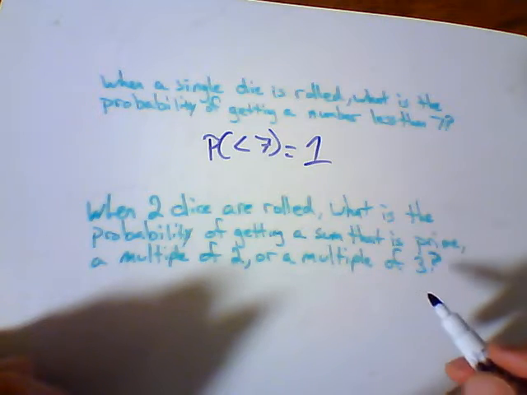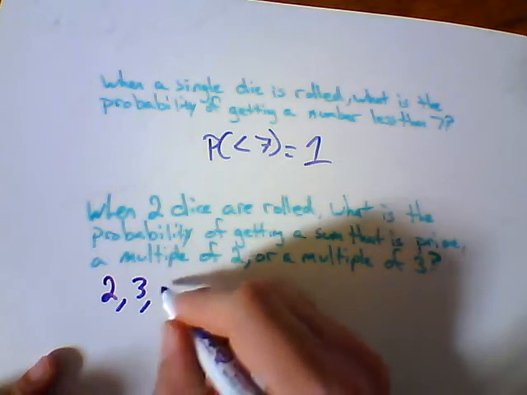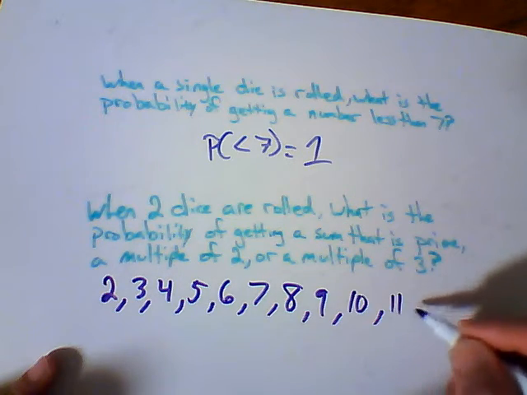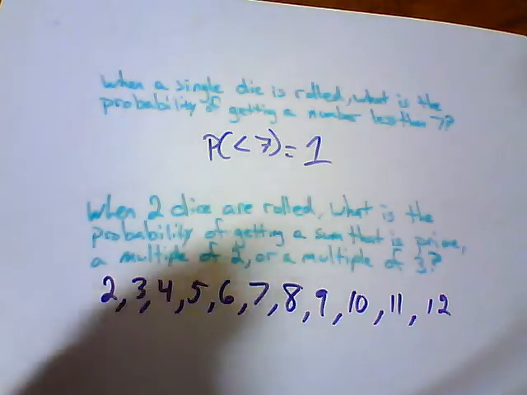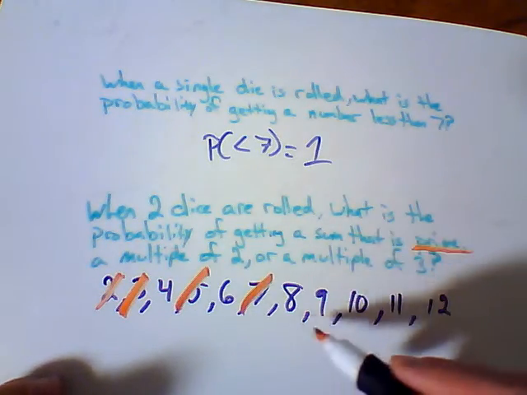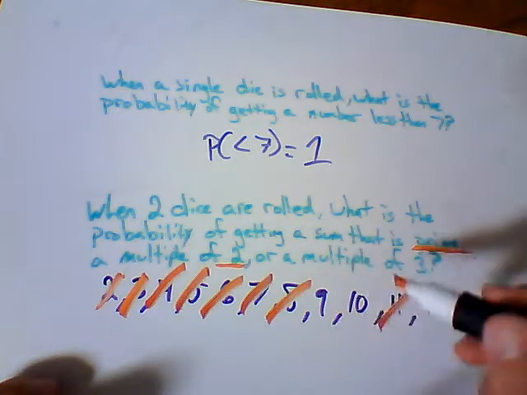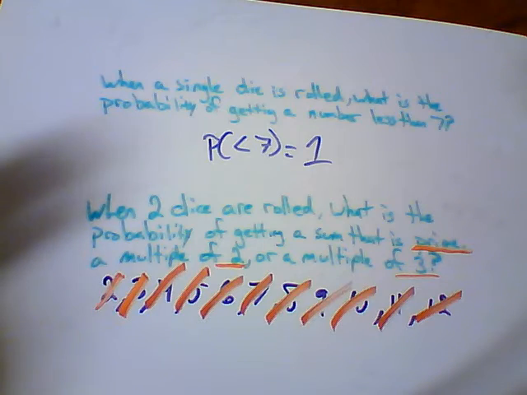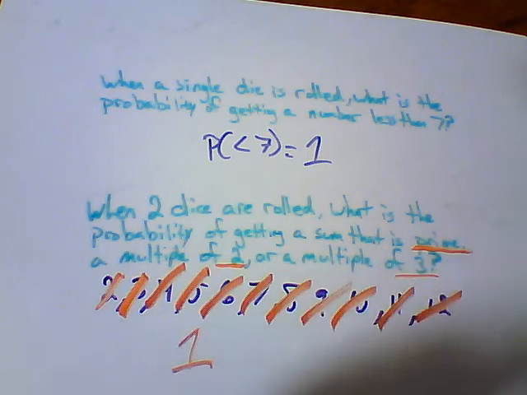If 2 dice are rolled, this one's fun. What's the probability of getting a sum that is prime, a multiple of 2, or a multiple of 3? Well, if I roll 2 dice, I can get a 2, 3, 4, 5, 6, 7, 8, 9, 10, 11, or 12. Prime would be 2, 3, 5, 7, or 11. Multiple of 2: 4, 6, 8, 10, 12. Or multiple of 3, that's 9. There's nothing else I can get. So that probability is 1.